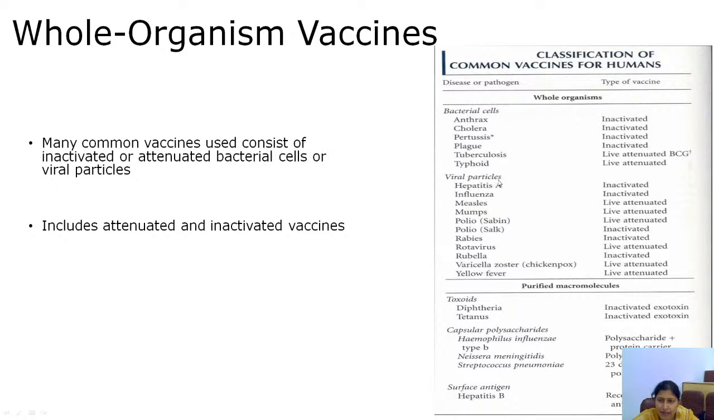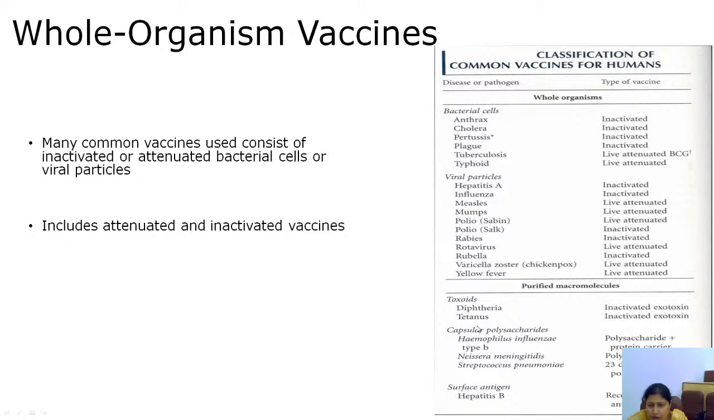For viral particles, hepatitis A and influenza are inactivated. Measles and mumps are live attenuated. Polio, the Sabin and Salk vaccines, are live attenuated and inactivated respectively. Similarly, all the others. Now we may take examples of purified macromolecules.